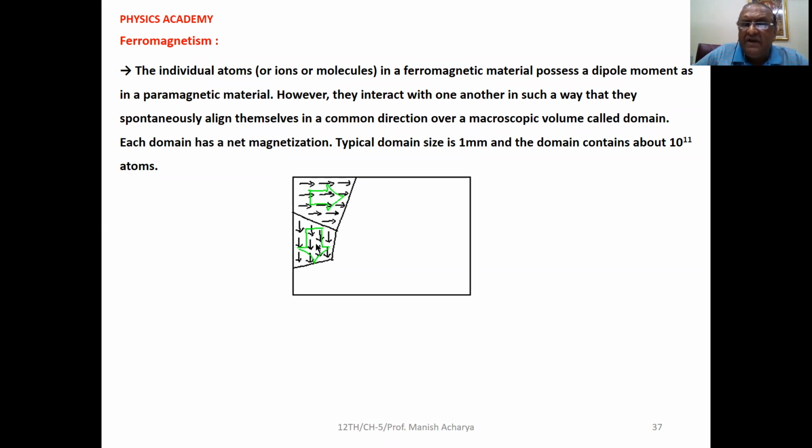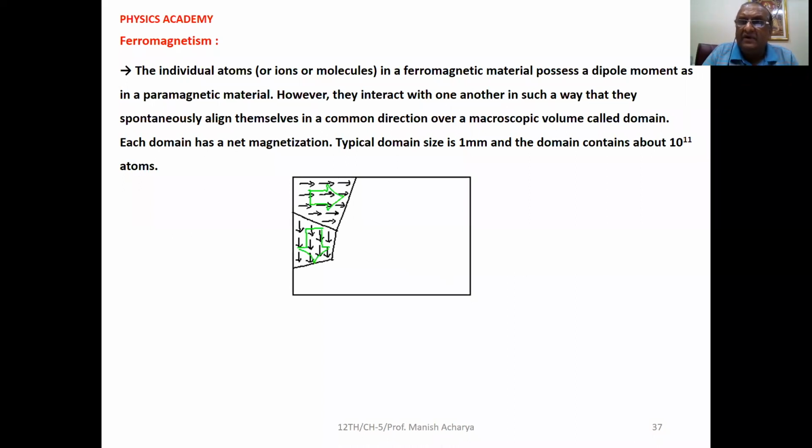Similarly, for a nearby domain, suppose some dipole moments are aligned in this particular direction. If we take the vector summation of all these, then the resultant magnetic dipole moment of this entire region will be obtained as shown by this green arrow. So in this way, the domain structure is possessed by this ferromagnetic substance.